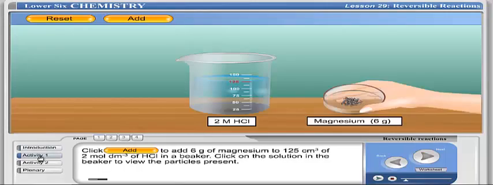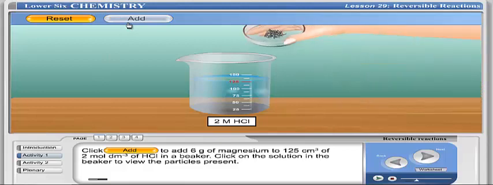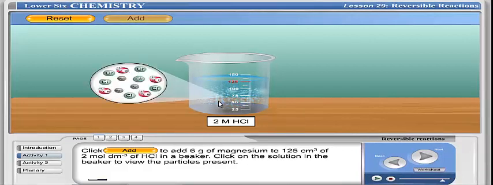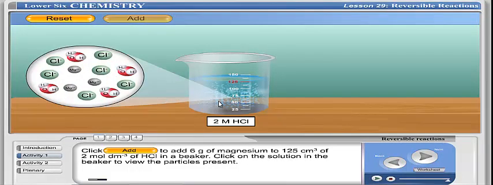click the Add button to add 6 grams of magnesium to 125 cubic centimeter of 2 mole per cubic decimeter of HCl in a beaker. Click on the solution in the beaker to view the particles present.